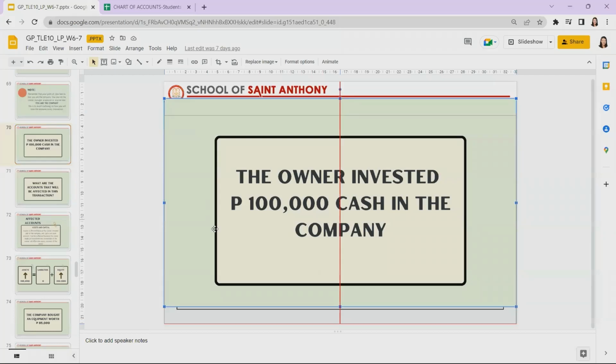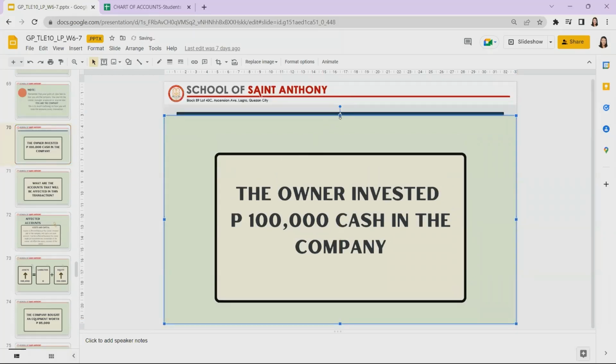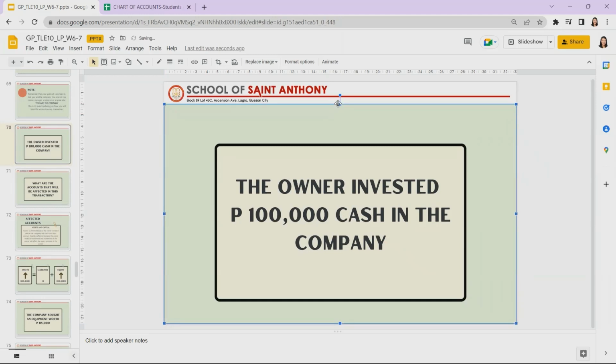From the last video tutorial that we made, we discussed the accounting equation, the accounting elements, and the rules for debit and credit. In this video tutorial, we will journalize the given business transaction. Let's start first with the first business transaction, wherein the owner invested 100,000 cash in the company.